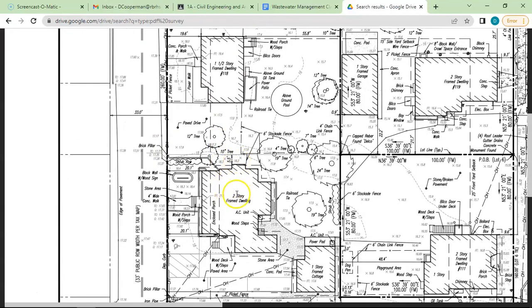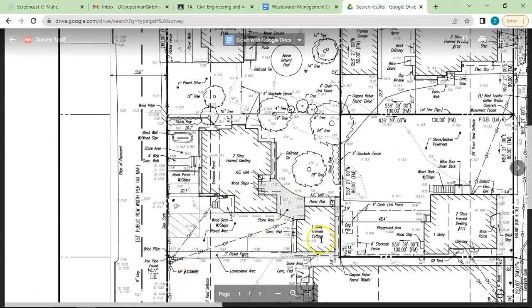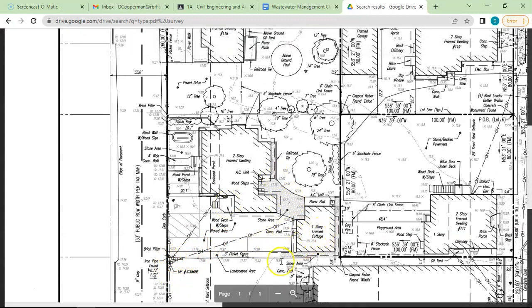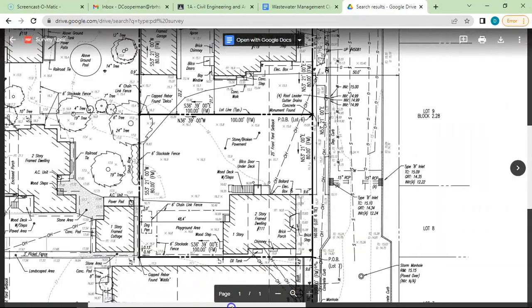Then this house right here, their next door neighbor, has similar types of buildings. You have an AC unit, wood steps. OH would stand for overhead electric. So there's going to be an electrical utility pole right here. That's what UP stands for. There's an attached garage, or they call it a cottage. I guess it's finished, and so on and so forth. Come over to the other street.